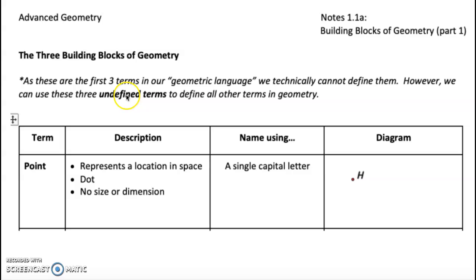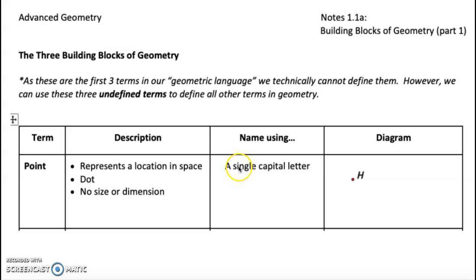Pretty exciting. So today we're going to start off with the three most basic, fundamental building blocks of geometry: point, line, and plane. As we discussed yesterday, these are the first three terms in our geometry language, so we technically cannot define them. However, we can use these three undefined terms to define all other terms in geometry. All right, these are our starting words. We use these to define everything else.